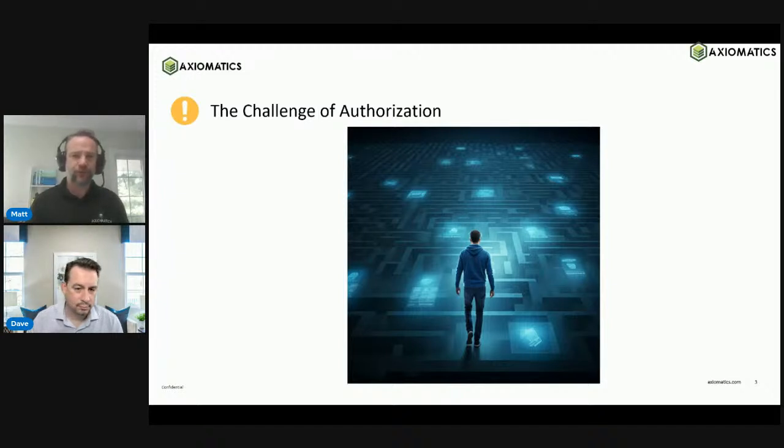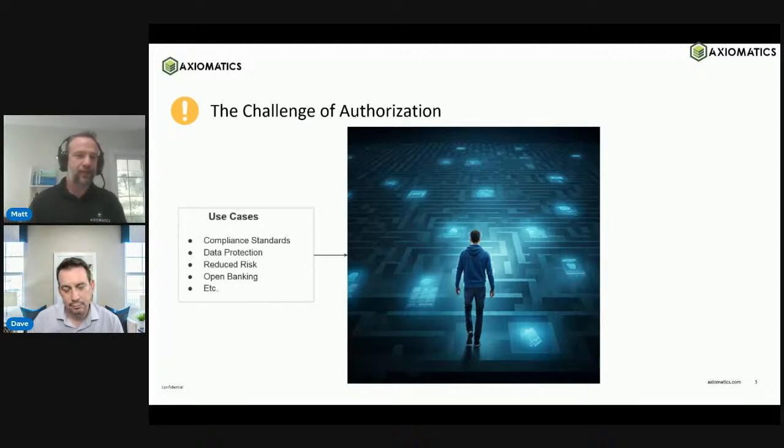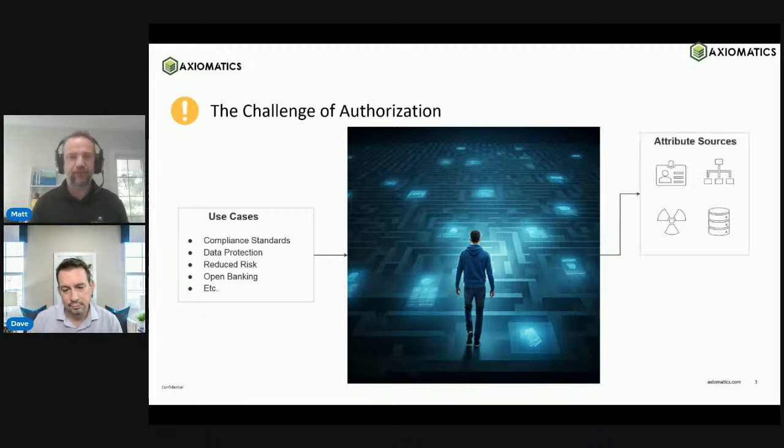So when I break it down, when I think of the center of the maze or the goal, really what we're looking at is our use cases. And the center of the maze for every organization is going to be slightly different. If you're in the banking industry, you're going to be looking at open banking. If you're in manufacturing, you might be looking at ITAR or export controls. And that might be what we're trying to drive towards. But those use cases just tell us where we're trying to get to, but it doesn't tell us what we need along the way. And that's where things like our attribute sources start to come in.